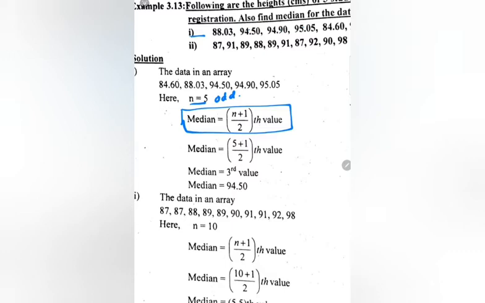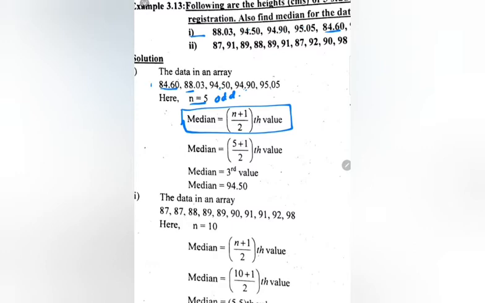Look at this data carefully. Which one is the smallest value? 84.60. We put it here as first, and the second value is 88.03. The fourth value is 94.50, and this is the fifth value. We arrange this data, and observe that it has an odd number of observations, so we put the formula for odd observations. Median is equal to (n plus 1) divided by 2th value.